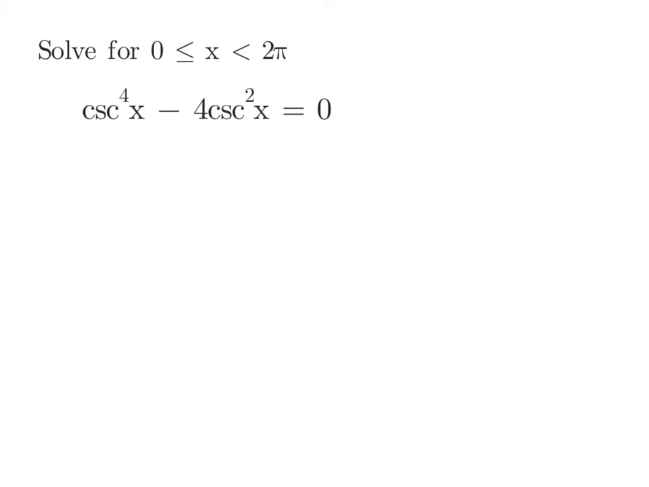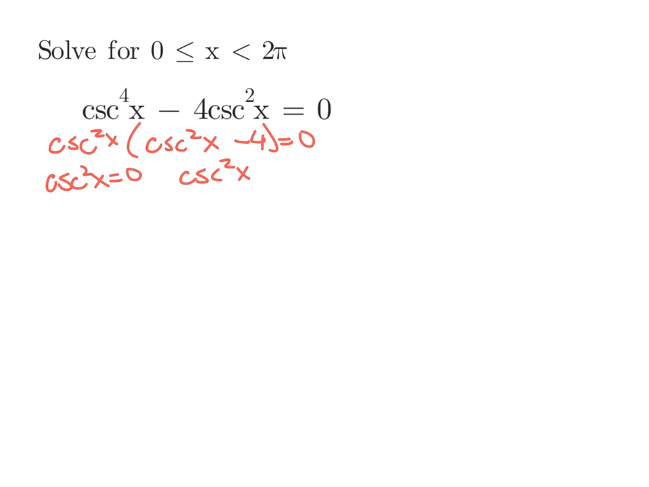Let's try one last equation, this one involving cosecant. We see we got a cosecant to the 4th minus 4 cosecant squared. So just like before, we're not going to divide by cosecant squared. Instead, we'll factor out the cosecant squared, and we'll be left with cosecant squared minus 4 is equal to 0. If we set each of these equal to 0, we'll end up with cosecant squared is equal to 0, or cosecant squared minus 4 is equal to 0, or cosecant squared is equal to 4.